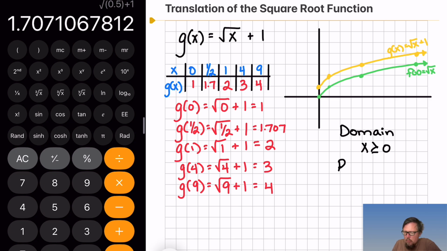And then our range, normally the range is 0 and up, but because we are now adding 1 onto the end, we now cannot get a number as low as 0. The lowest number we can get now is 1, so our range now changes. Instead of 0 and higher, it is now 1 and higher. So our domain stays the same as it does in the parent function, but now our range becomes different.